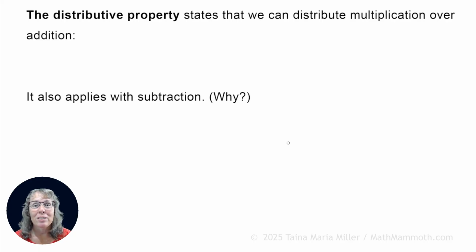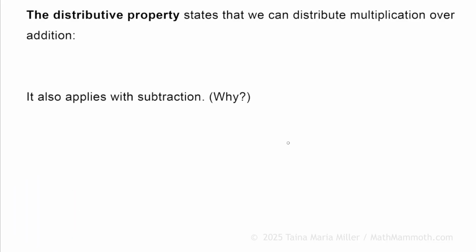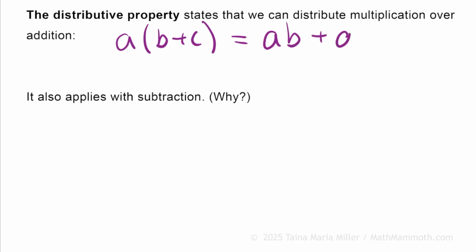In this lesson, we're going to review some thoughts about the distributive property. Now, the distributive property states that we can distribute multiplication over addition. And so with symbols, we write A times the quantity B plus C equals A times B plus A times C. You have seen this earlier.